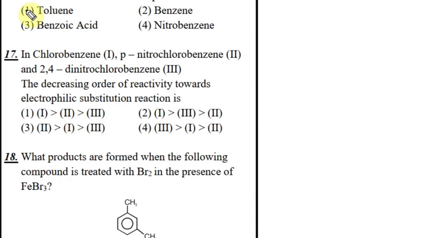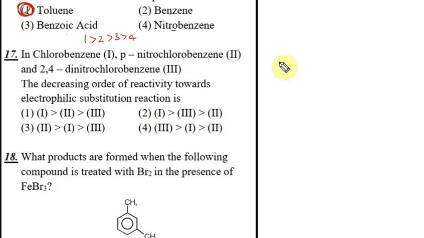Okay, toluene is the best because it has hyperconjugation. So that is going to be your best effect possible. The order is going to be 1 greater than 2 greater than 3 greater than 4. No effect, minus R, strong minus R.